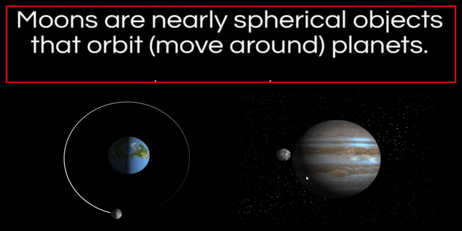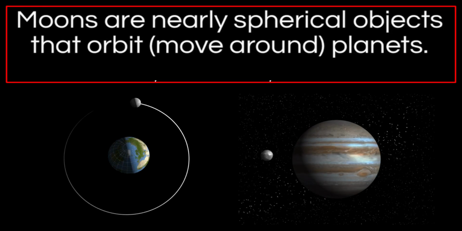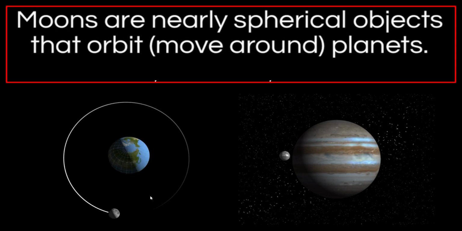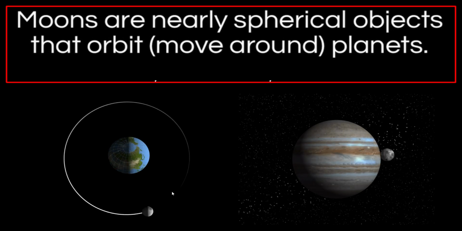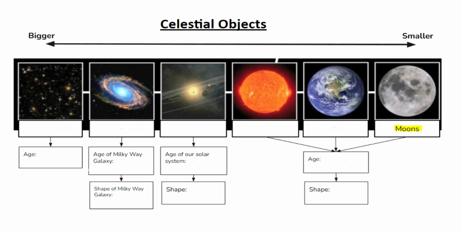Okay. So what are moons? Moons are nearly spherical objects that orbit or move around planets. Okay. So moons are normally smaller than planets and they orbit or revolve around planets such as the Earth. The Earth has a moon. Jupiter also has several moons that revolve around it. So make sure you open your note packet and go to this page called Celestial Objects and write this down. Moons look like this. They are smaller than all the other celestial objects that we'll be talking about today, although these are not all the celestial objects in the universe.